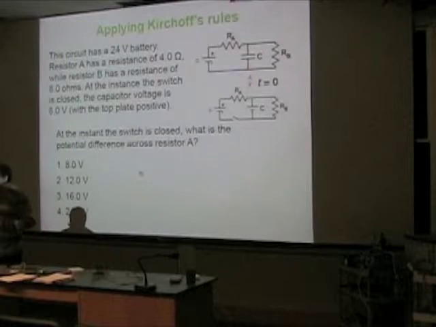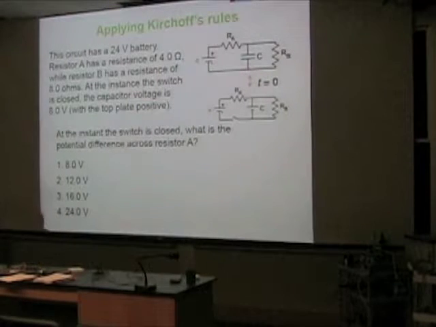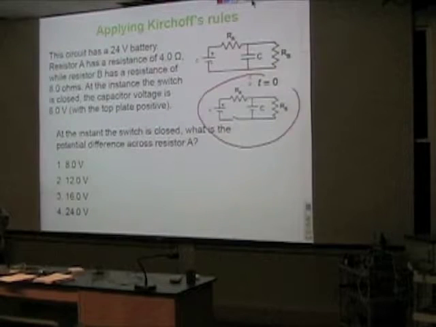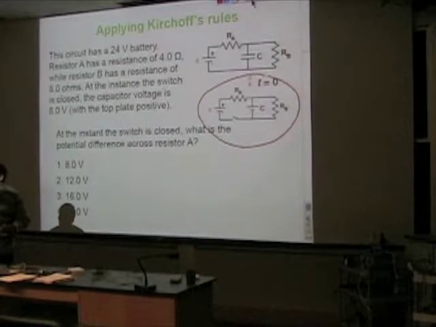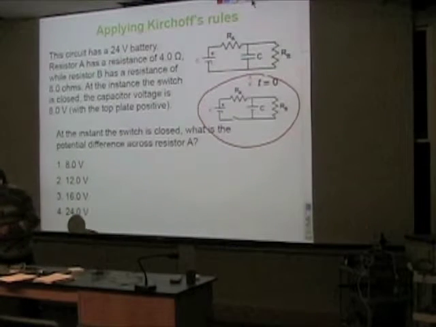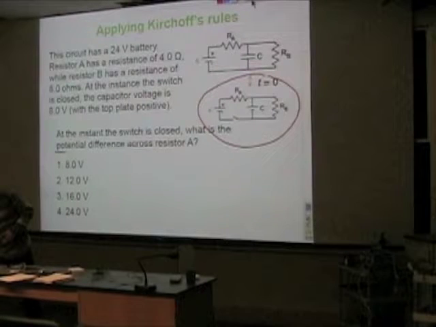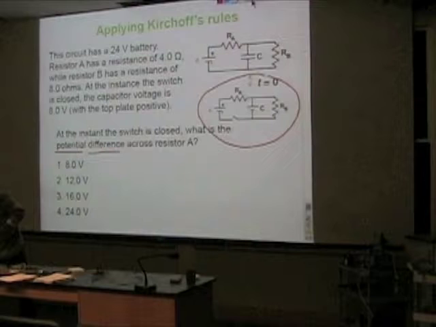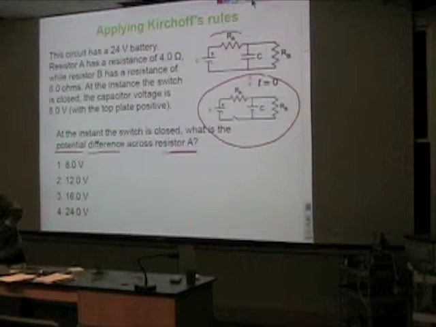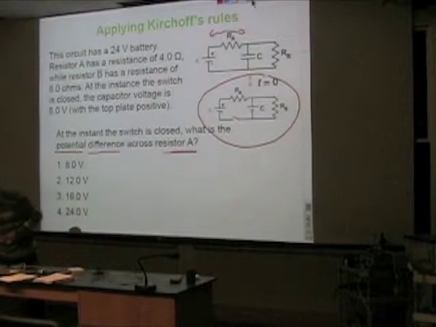So here, the equivalent circuit at t equals 0. That's important to understand because over time the voltage across the capacitor changes. Okay? So this is the equivalent circuit at t equals 0. And this is my next question. What do you think about the potential difference, the voltage across this resistor, this one?